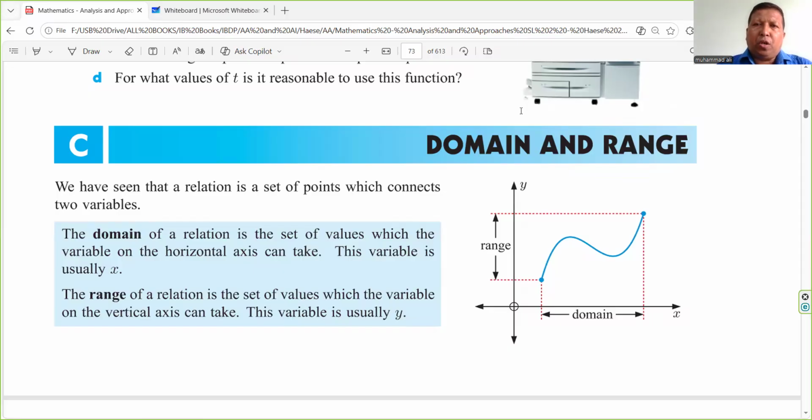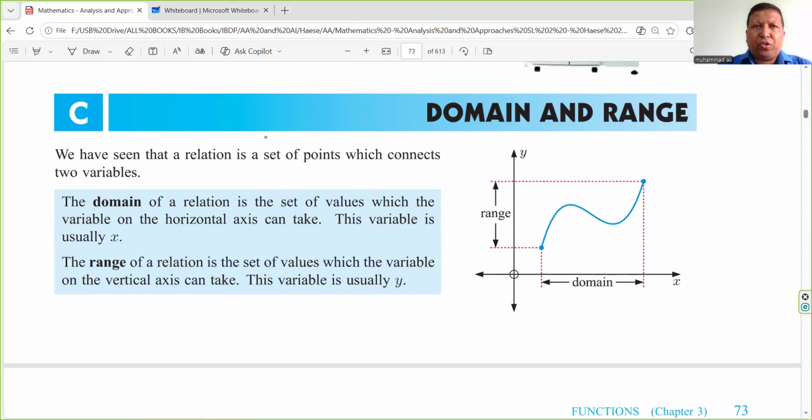Today we try to solve some questions from the BP1 AISL function chapter, domain and range topic. This is one of the most important topics in the function chapter. At first we try to understand what is domain.